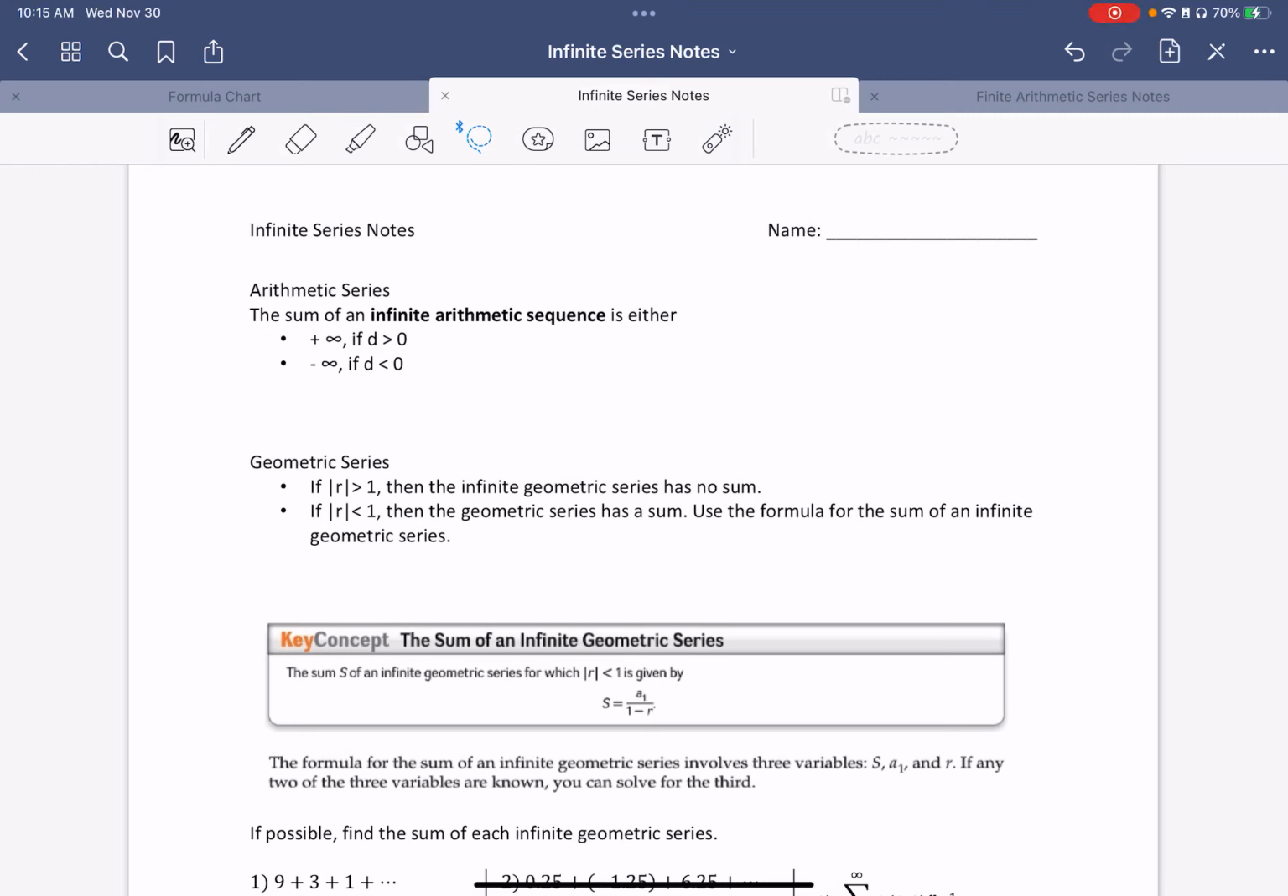Today we're going to be talking about infinite series. This video will talk about both infinite arithmetic series and infinite geometric series.